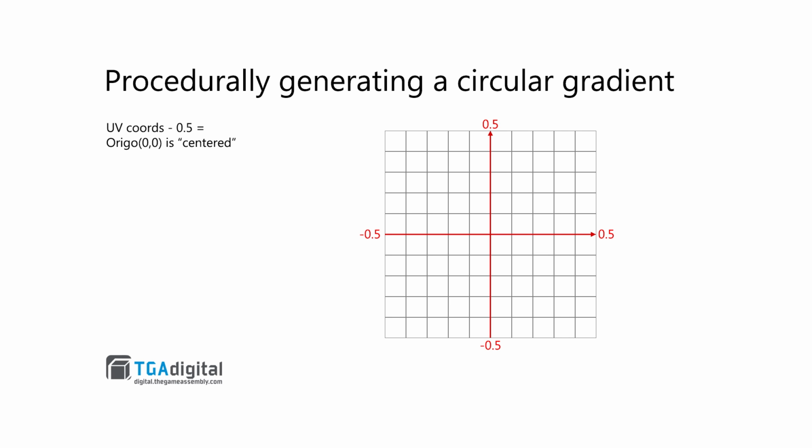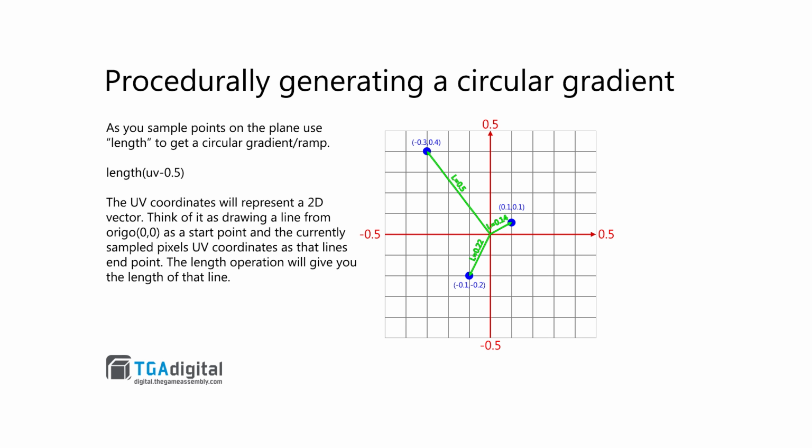So now we have negative 0.5 at the very end and positive 0.5 at the other end. Next step is that when you get different pixels that you're going to sample, say that you want to sample the top left blue position there. You're currently sampling that pixel on the polygon plane, and you get UV coordinates. Those UV coordinates, if you subtract 0.5, you might end up with coordinates like those in the image here, negative 0.3 and positive 0.4.